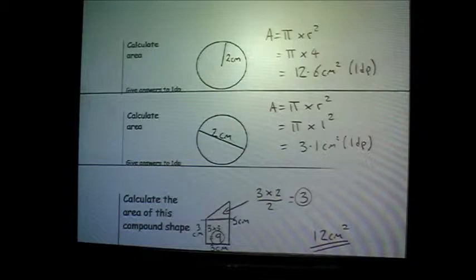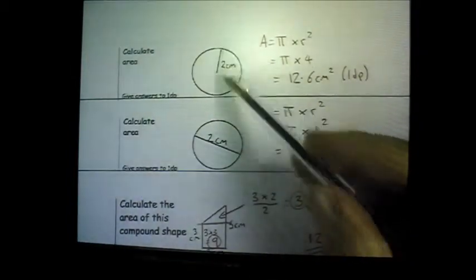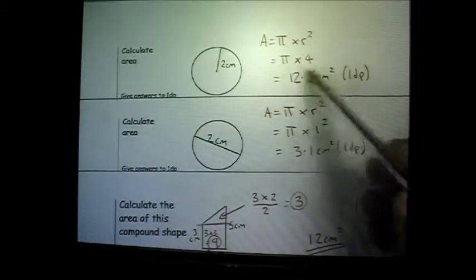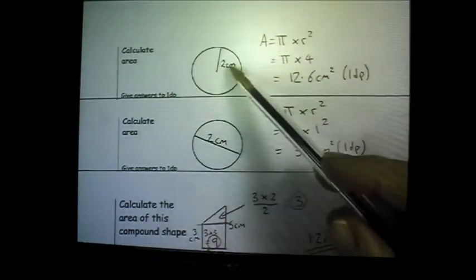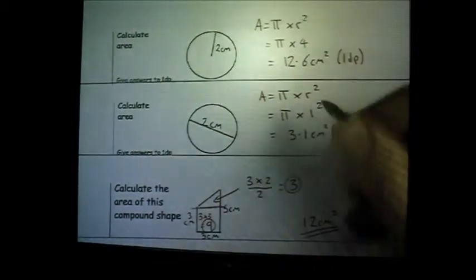Area is pi r squared. You need to know that. R is the radius, so that's from the middle to the outside. So this one's nice. It's pi times 4. Forget 4 because 2 squared, 2 times 2 is 4. There you go, there's your answer, 1 decimal place, give units, centimetres squared.